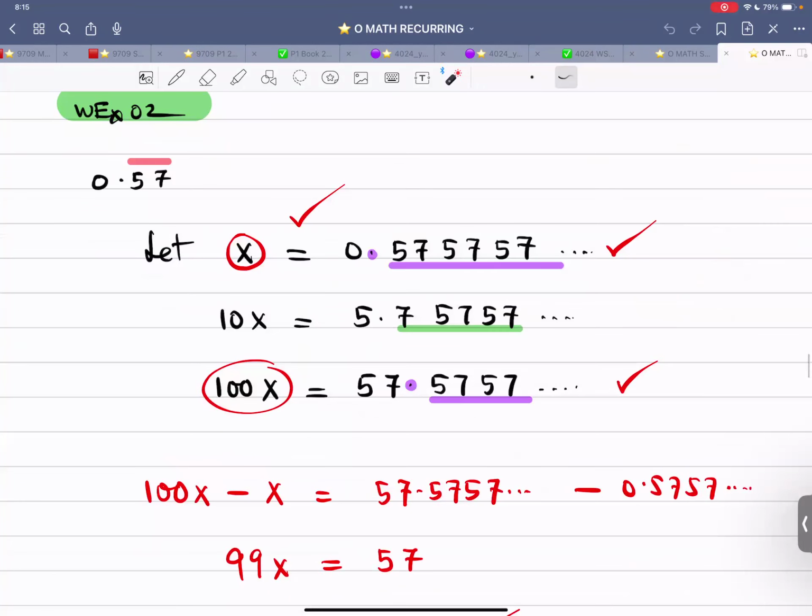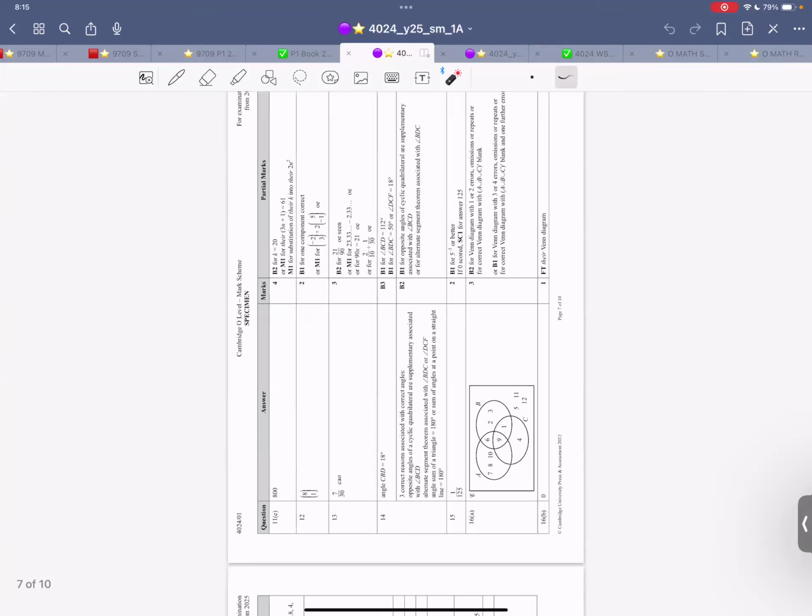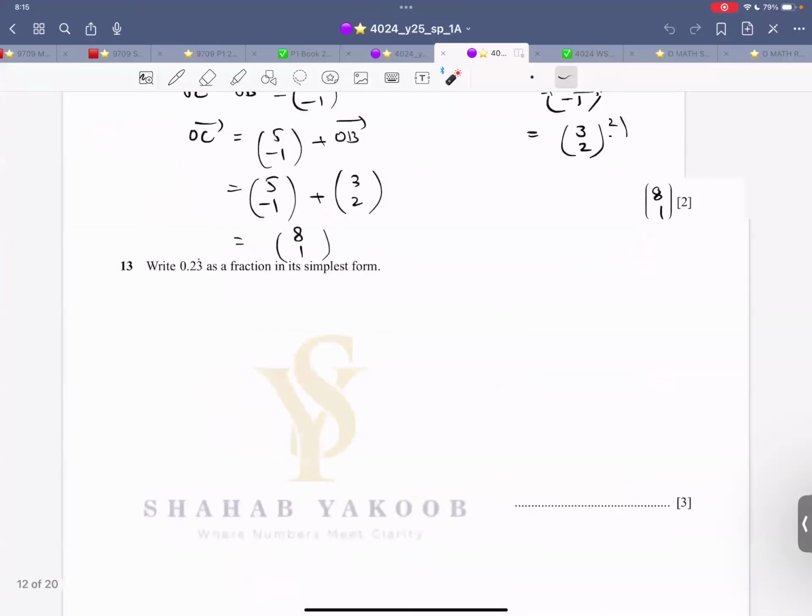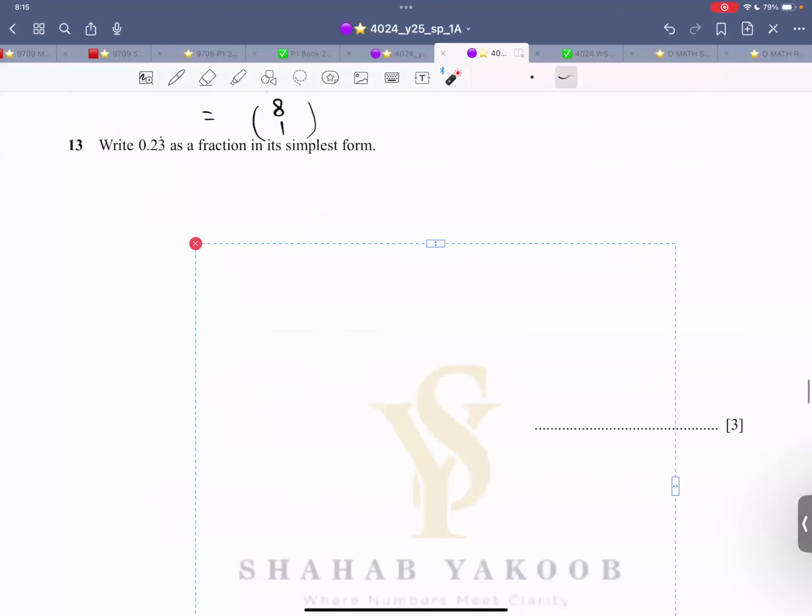Let's look at this 0.57. So this is 0.575757. If I multiply by 10, that is 5.75757 and so on. Now these two are not the same. If I multiply by 100, now the thing at the end is the same. Subtract, and then you convert. Watch it out for more details. So now let me just convert it over here. That's right over here. 0.23 as a fraction in its simplest form.